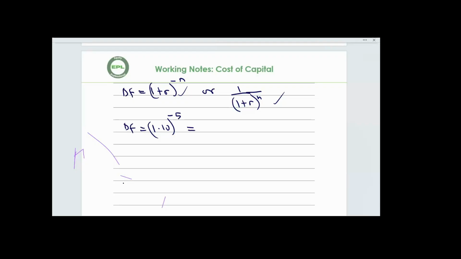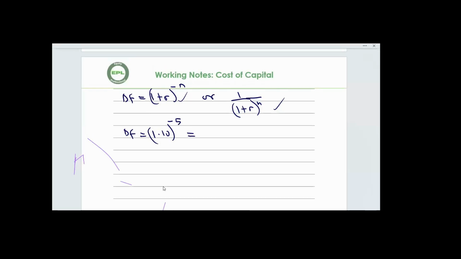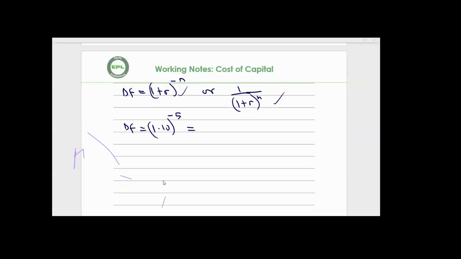N is equal to 5. So when you use your calculator, let me just try it. 1.1 raised to power minus 5 will give you 0.62092. So that's 0.621. Naomi, this is how we got the 0.621. Do you understand now? Yes, sir. Thanks so much. All right then.